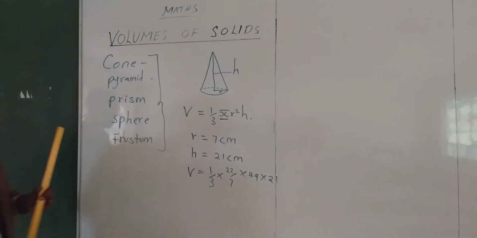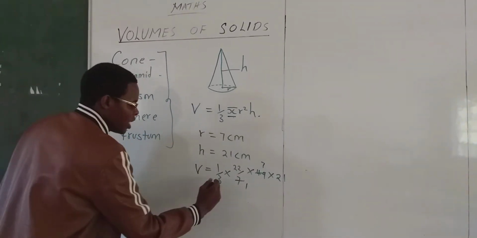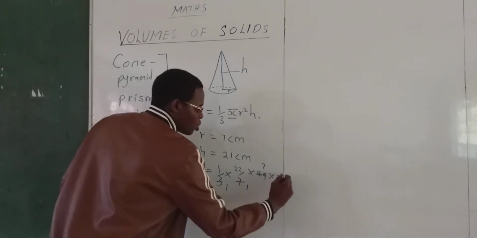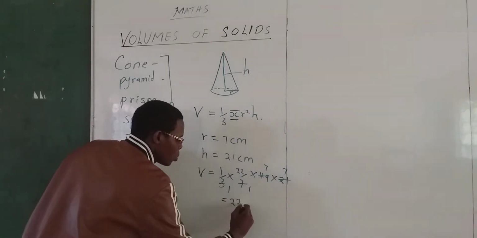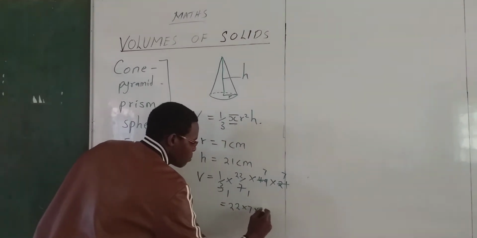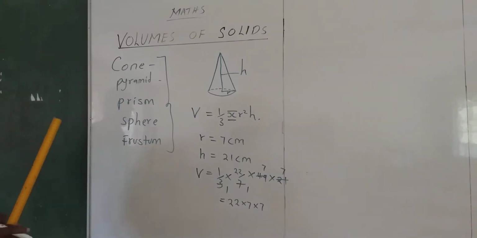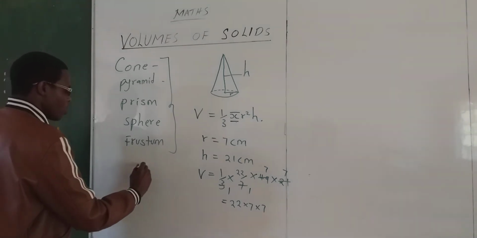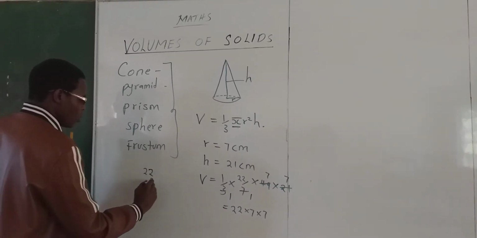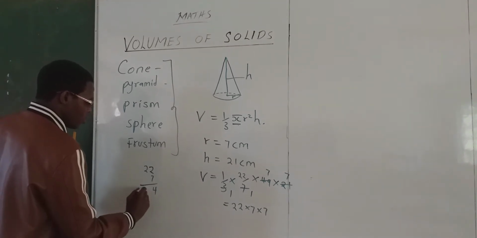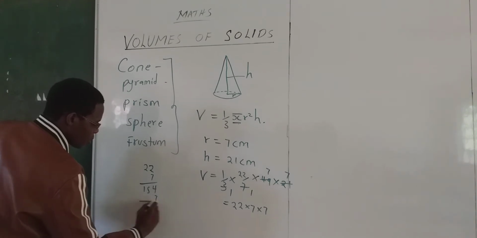If you cancel out, this 7 comes here as 1, 7 comes here as 7, 3 comes here as 1, and 3 comes here also as 7. So our volume is going to be 22 times 7 times 7, which is going to give us, for those of you who have calculators, I'm just doing my calculations, times 7.